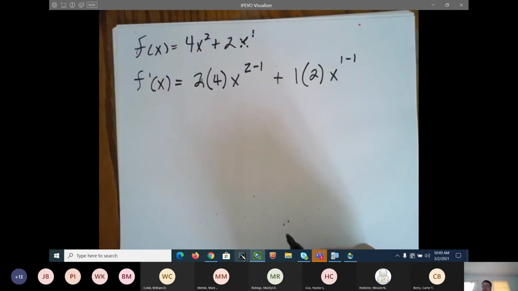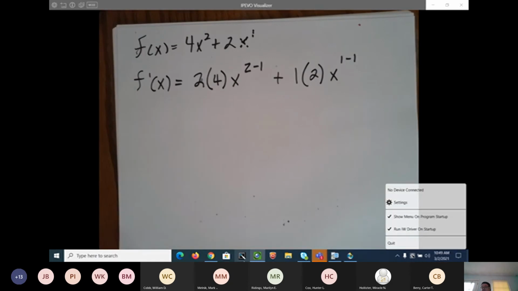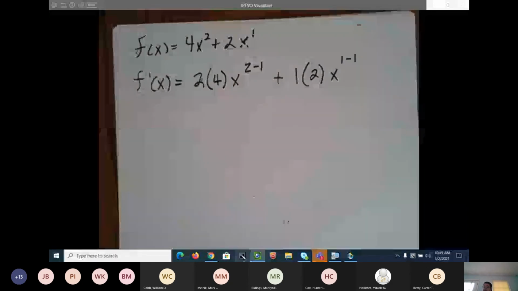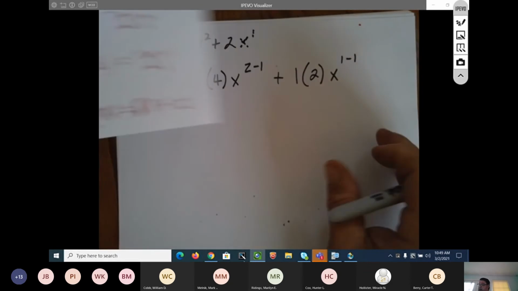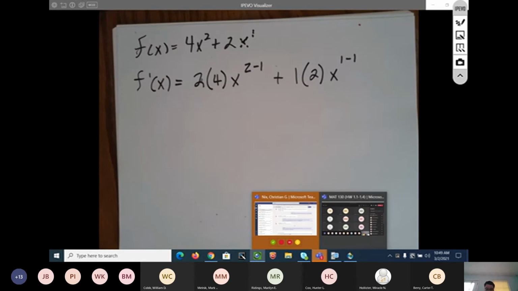Now I just did this power rule right here, so I'm going to fold this up. Hold on. Well, I'm trying to fold it up. There we go, and I'm going to put it at the top of the page. Things I do for y'all. There we go.